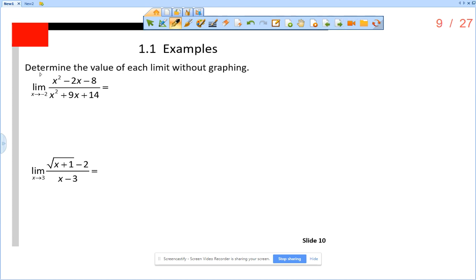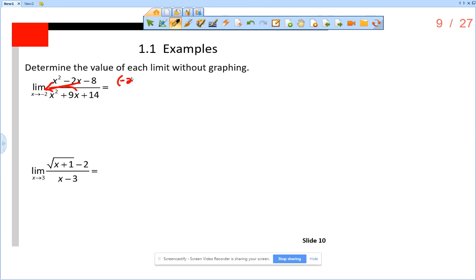So it says determine the value of each limit without graphing. When we look at this question, we don't want to graph because coming up with this graph by hand is either a lot of work or sometimes it's just not possible. We just don't have the skills or the knowledge to come up with the graph. So what we're going to do is evaluate without graphing. So step 1, substitute the value that we are approaching. We're approaching -2. So the limit as x approaches -2. We're going to substitute that in for x into our function.